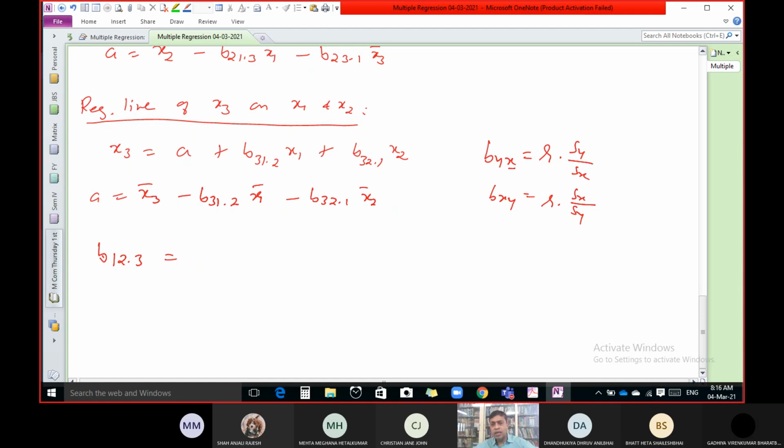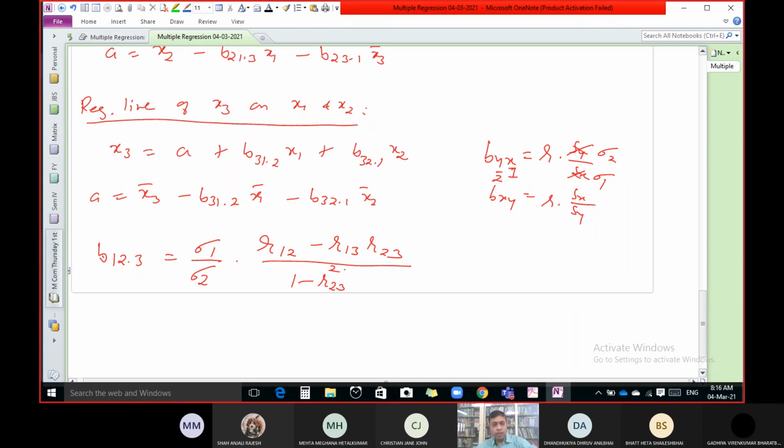See, this you can write 1, this you can write 2. So it's like sigma 2 or s2. So to write the formula of B12.3, see what we have to do. Sigma 1 upon sigma 2 into, there is a formula of B12.3 that you have to learn. Sigma 1 upon sigma 2 into R12, the relation between 1 and 2, minus R13 R23 upon 1 minus R23 square. This is the formula of B12.3.